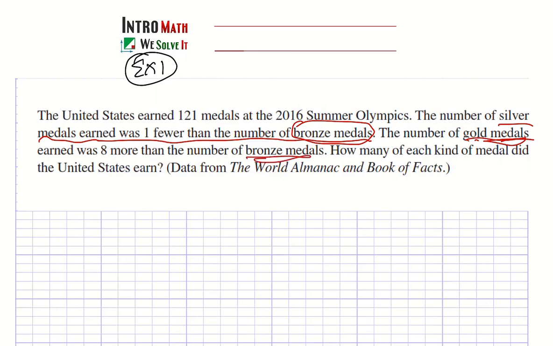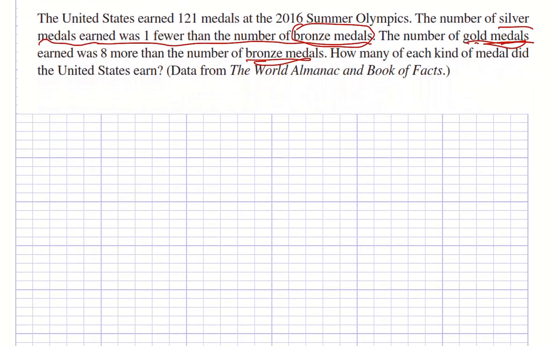How many of each kind of medal did the United States earn? So once you understand how to read this stuff, you take your X from the first variable they used to compare with the rest of the variables, and then you should be fine. So let's go. We say let X be the number of bronze, right? Number of bronze, because they started comparing bronze to everything else. Number of bronze medals earned by US, okay?